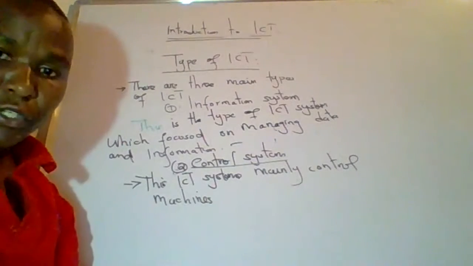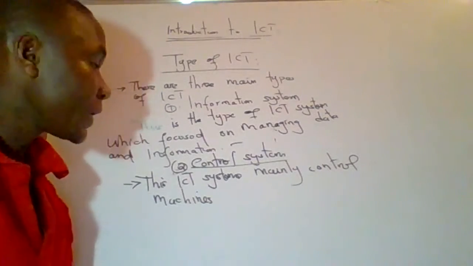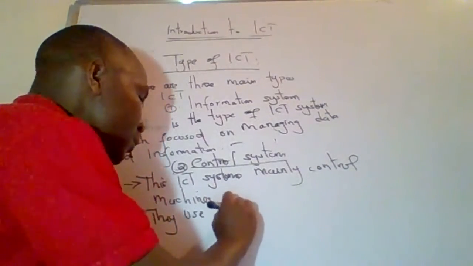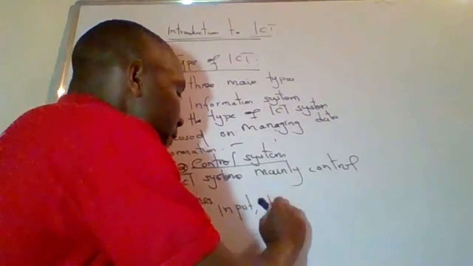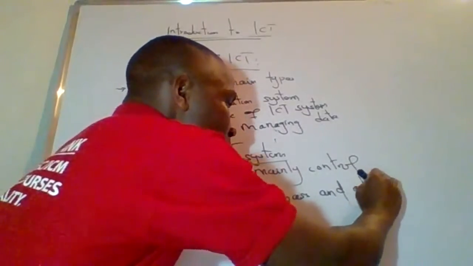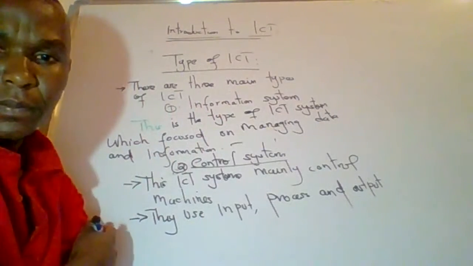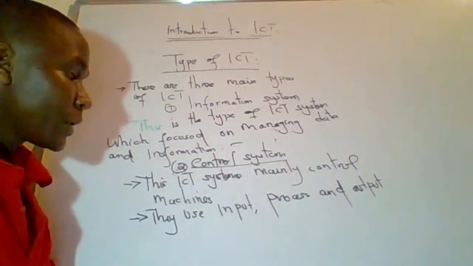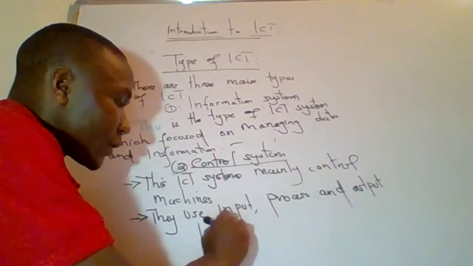This ICT system mainly controls machines. So in a control machine, we have input, process and output. So basically, we divide information. Even if you draw it, ICT will help you. You draw it with something like this.